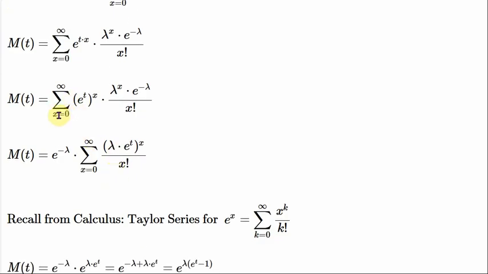The summation here is with respect to x, so we can move e to the negative lambda and place it in front of the summation sign. And then e to the t to the x times lambda to the x, which is lambda times e to the t, to the x.